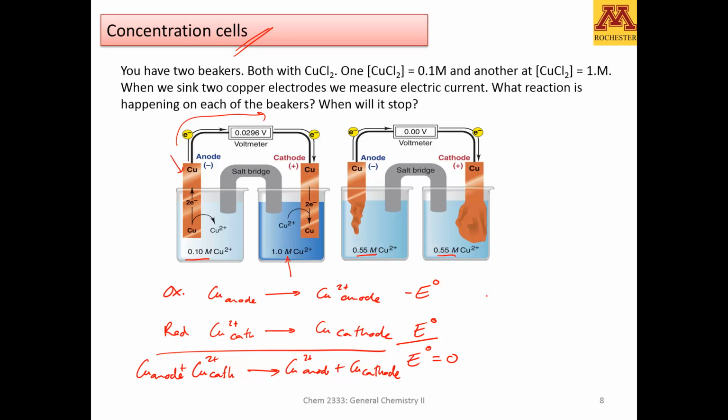So how can we quantify this? Well, applying the Nernst equation, RT over 2F times the logarithm of the concentration of products over the concentration of reactants. Copper is a solid, so I'm going to put the concentration of copper 2 plus in the cathode as reactants and the concentration of copper 2 plus in the anode as products. The standard potential is 0, as we said, because the reaction in the cathode and in the anode is the same but reversed. So in standard conditions this potential would be 0. The cell potential is not 0 provided that the concentrations in the cathode and the anode are not the same.